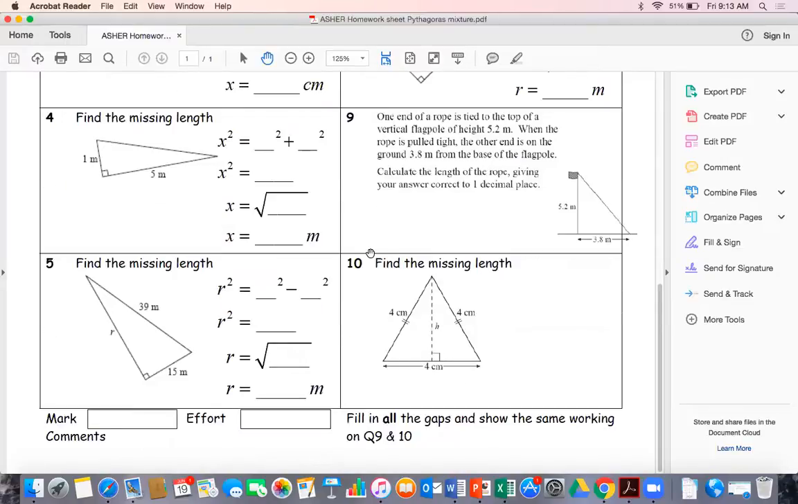Okay, next, Ricardo, number 5. 39 m squared minus 15 m squared equals 1296. Then you square root it and it'll be 36 m.